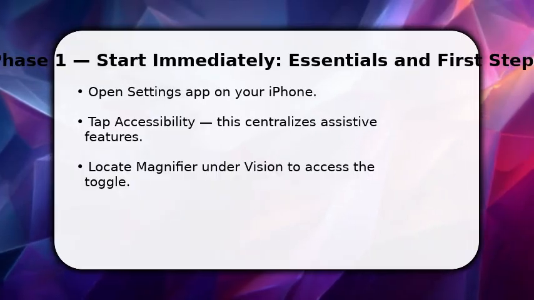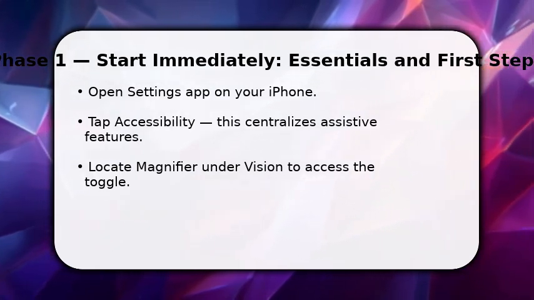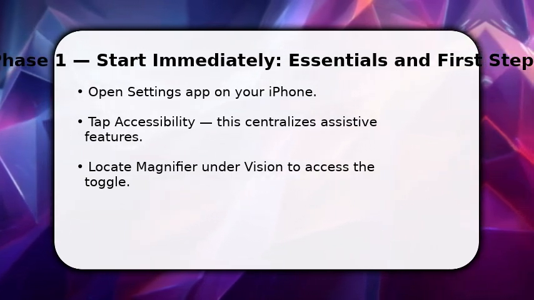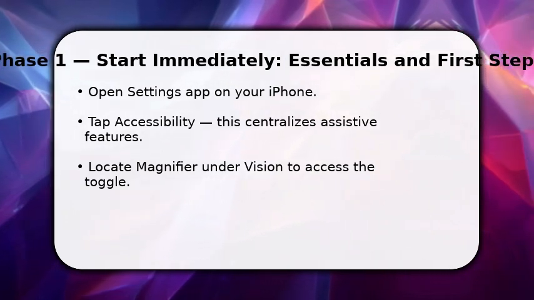You're starting in Settings because Magnifier is an accessibility feature, not a standalone system lock. First, open Settings and tap Accessibility. Once there, scroll to Vision. You'll see Magnifier listed. That's the control you must change.